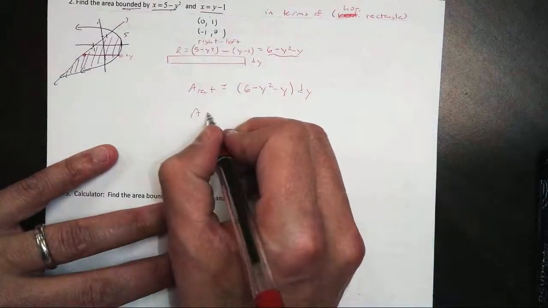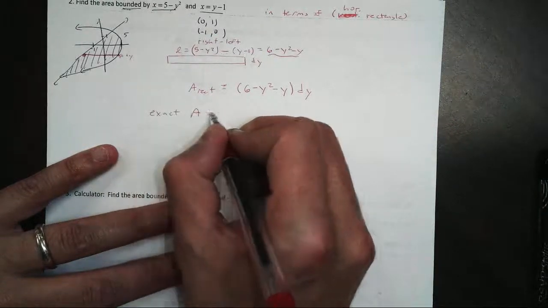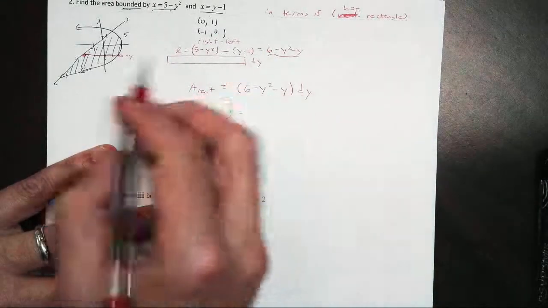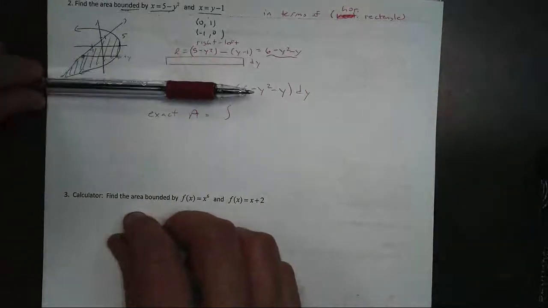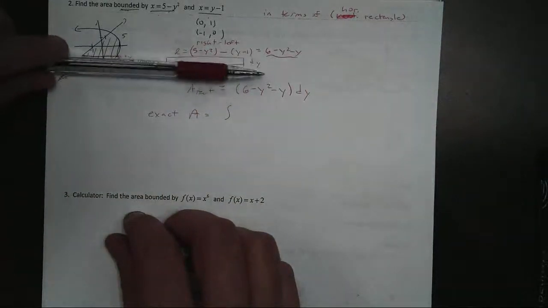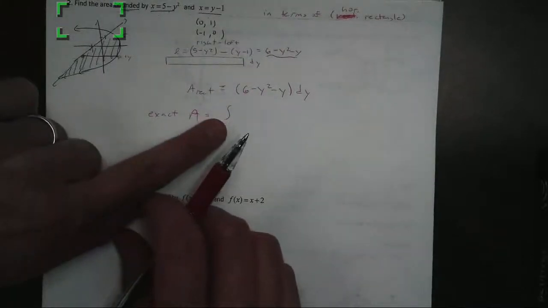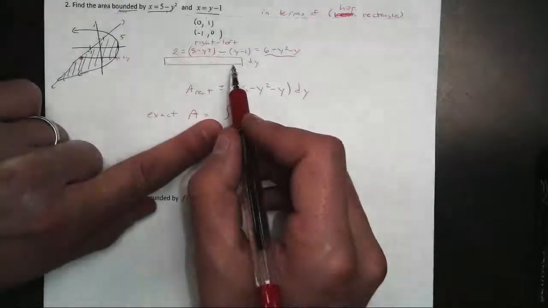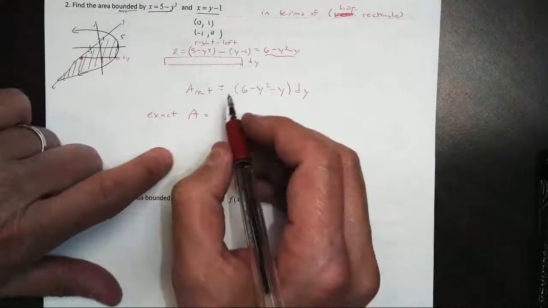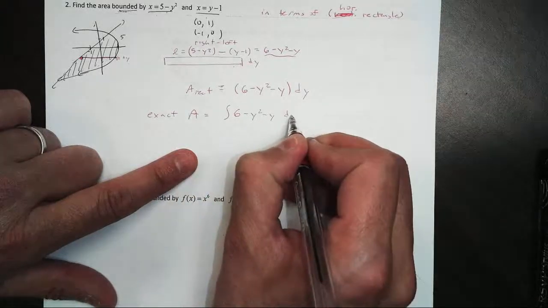So to get the exact area, remember, we're going to integrate, because there's infinitely many rectangles. It's basically like this. Here's a rectangle down here, and we're going to take all these rectangles and add them all up. And remember, an integral symbol really is an S, standing for sum. It's the sum of all of these rectangles that we made. So we get the integral of 6 minus y squared minus y dy.